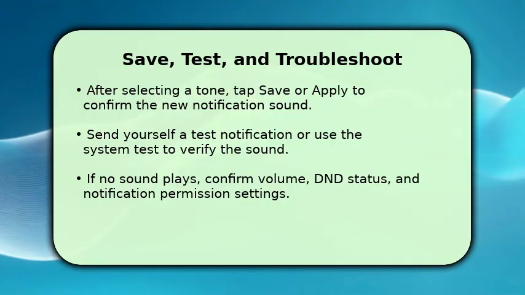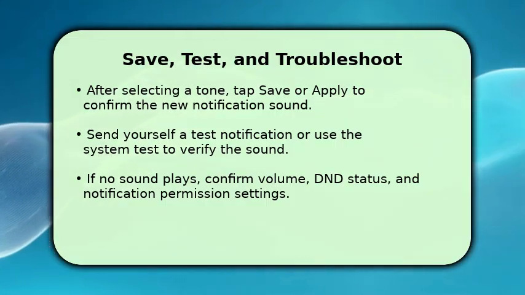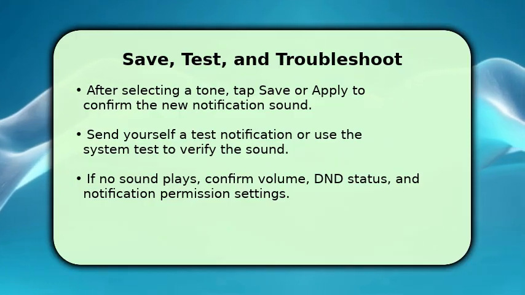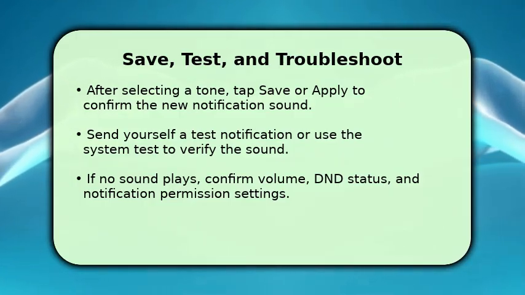For app-specific tones, open the app settings and change its notification category tone directly. If your custom file fails, convert it to MP3 or AAC and try again. Restart your device if settings do not apply immediately and retest the notification.